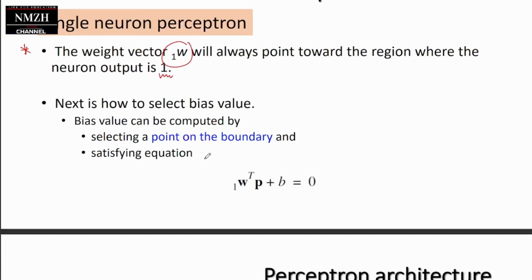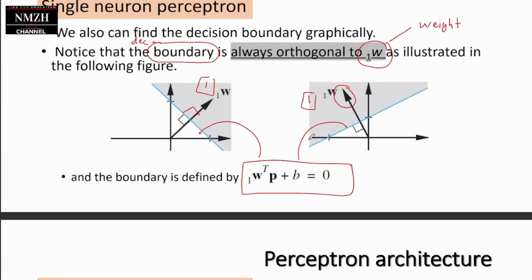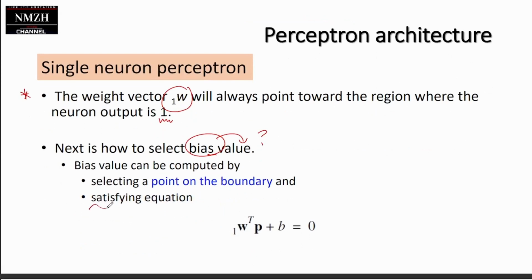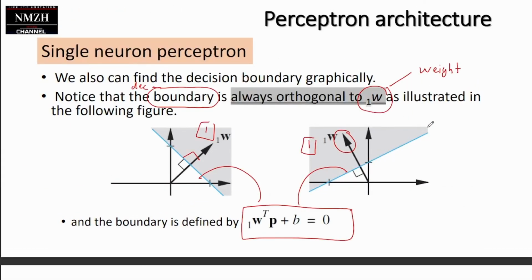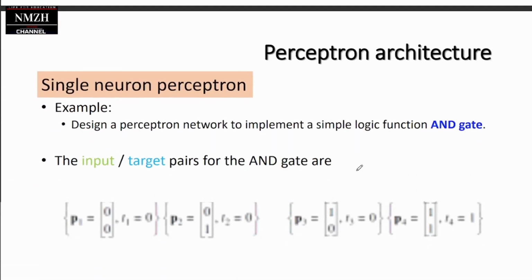Right. So next, the problem over here is how to select the bias value. Okay, so the bias value can be computed by selecting a point on the boundary and satisfying the function. So there are two things to be considered to select the bias. One is to find a point on the boundary, meaning the bias is computed from one of those points along this line. And the other, obviously, is satisfying the equation. So what is the equation of the boundary? Is this similar to this one? Okay, right.